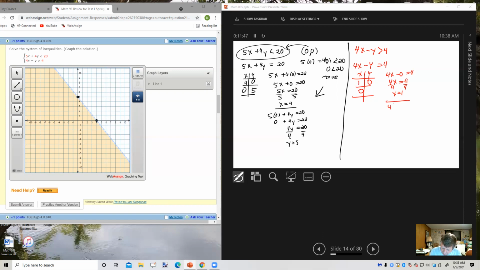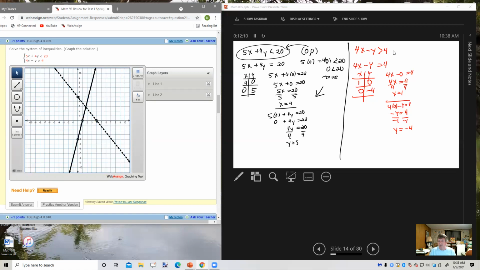If x is 0, 4 times 0 minus y equals 4. Negative y equals 4. Divide both sides by negative 1, y equals negative 4. So I'll come back over here, click on a line, and graph the points 1, 0, and 0, negative 4. Again, this original inequality does not have an equal sign, so line number 2 is also dashed.